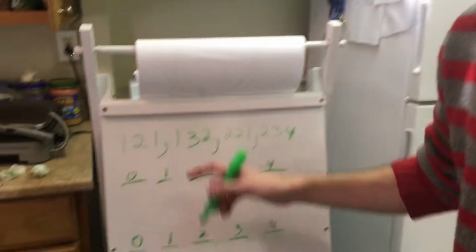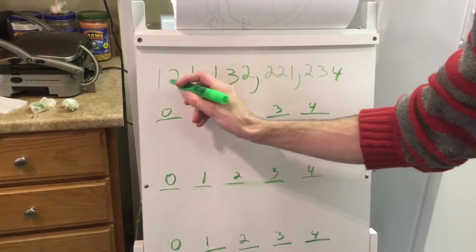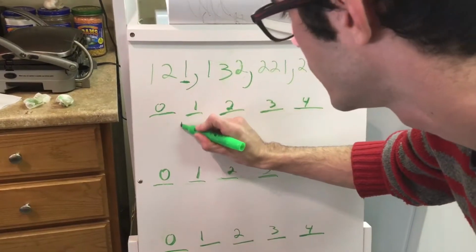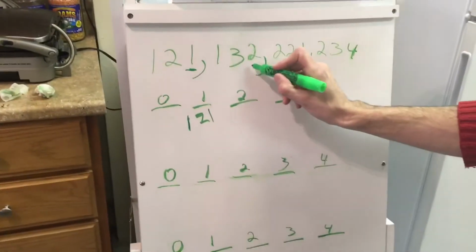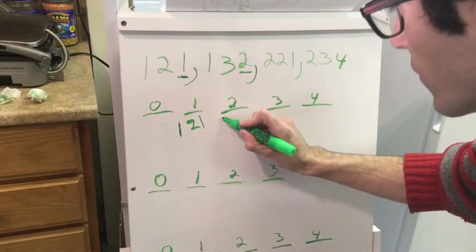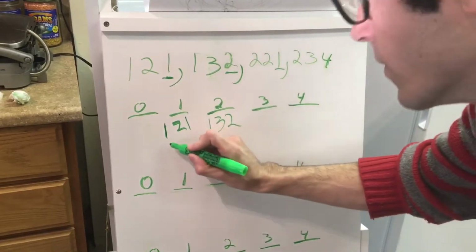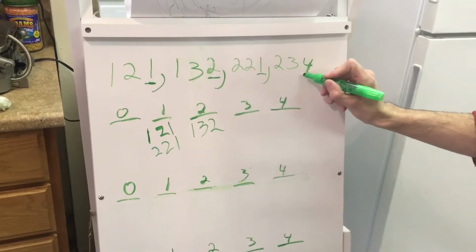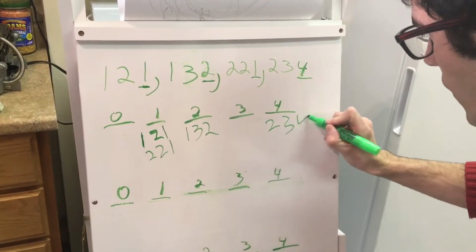The least significant digit here, starting from the left to the right numbers. So for 121, our least significant digit is 1. So we put this in the 1 bin. So 121. For 132, it's 2, so 132. For 221, it's also 1, so 221. For 234, it's 4, so we do 234.